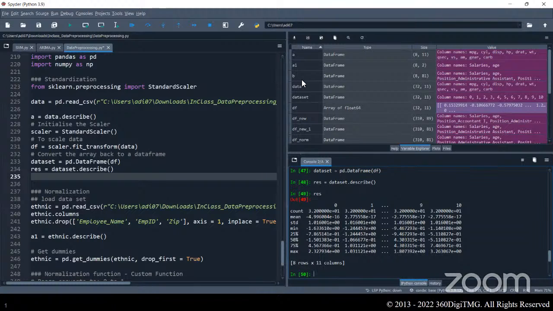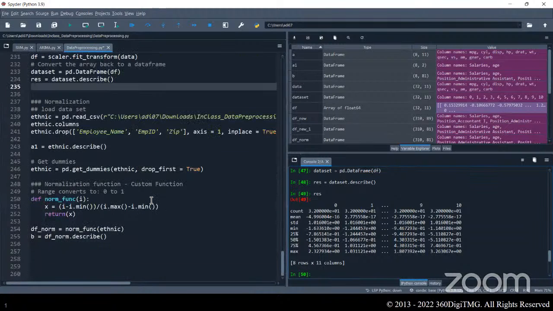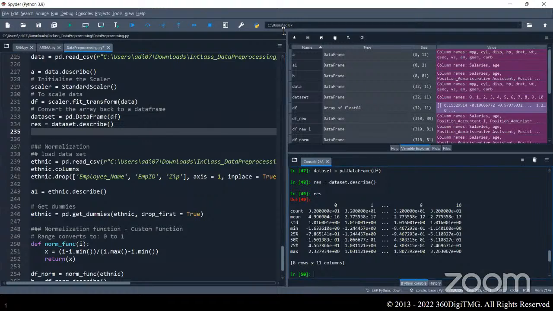Okay, so these are the various pre-processing techniques that we use.